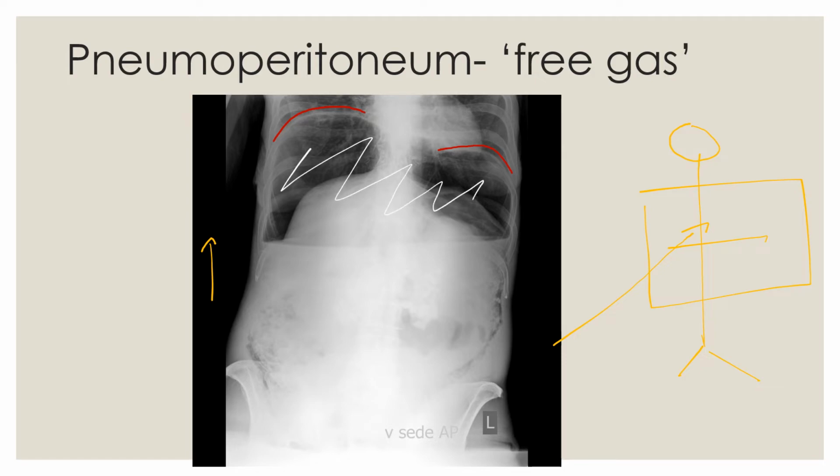This is our gas. All of this black stuff is our gas. We can see other normal anatomical structures around it. So all of this gas is actually displacing normal structures such as our liver, which I mentioned before, and other normal anatomical structures here.